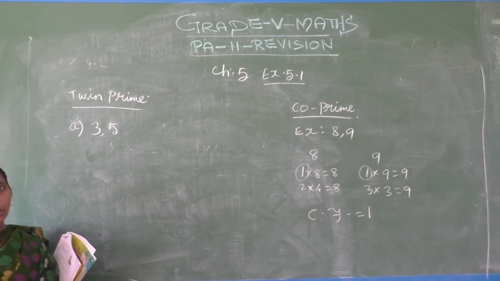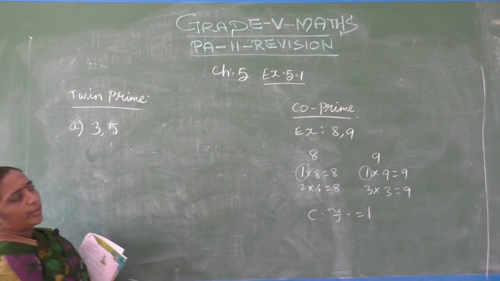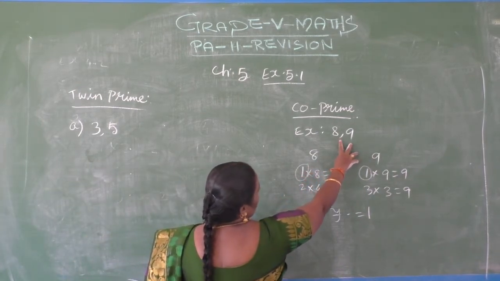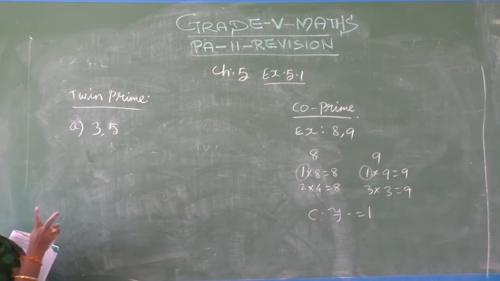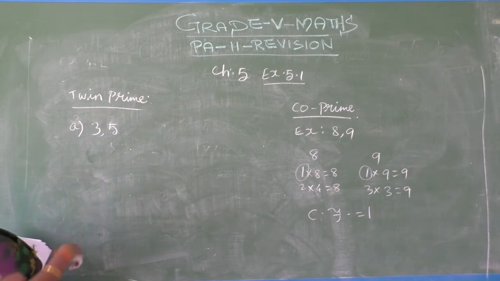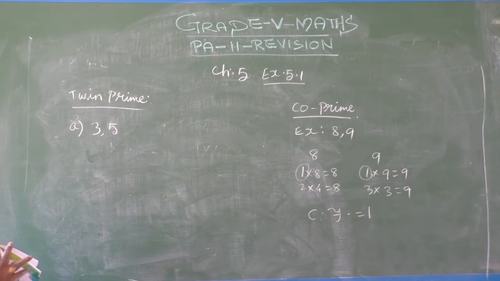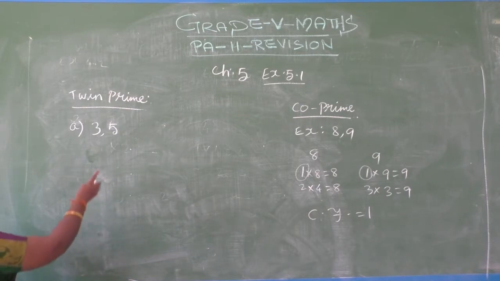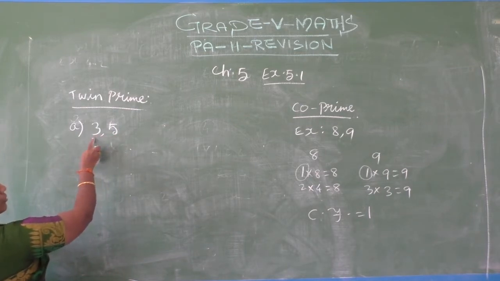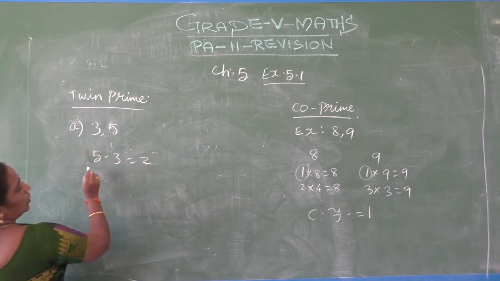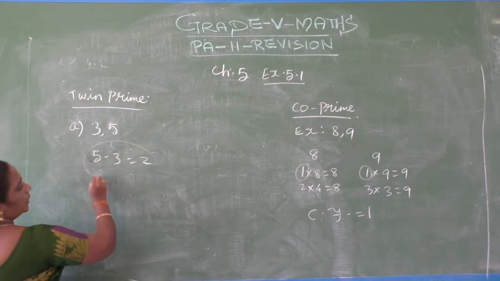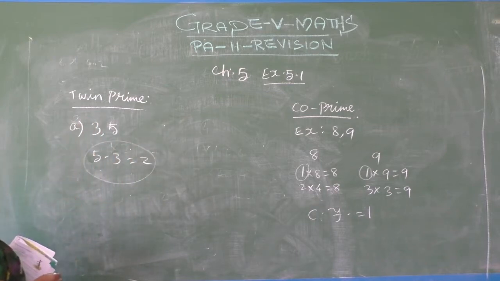In co-prime, if the common factor between two numbers is only 1, we call it co-prime. Take 8 and 9, these are not prime numbers. But in twin prime, we have to compare two prime numbers only. 3 is also a prime number, 5 is also a prime number. So if the difference between these prime numbers is 2, we call it twin prime numbers. Difference means we subtract. The difference between 5 and 3 is 2. 5 minus 3 is 2.